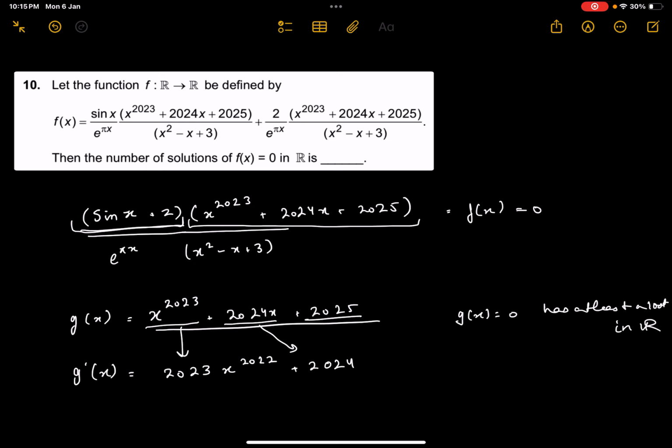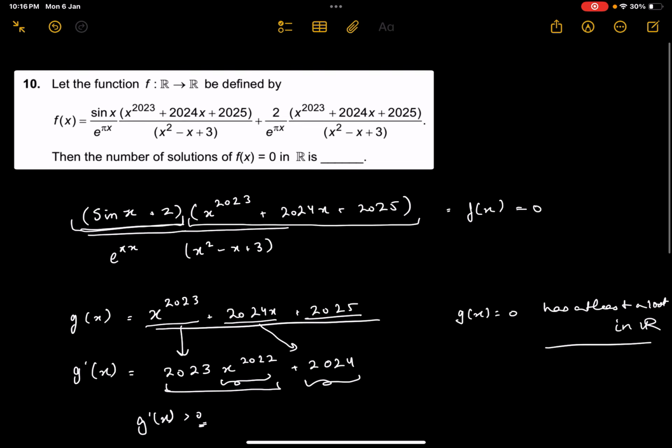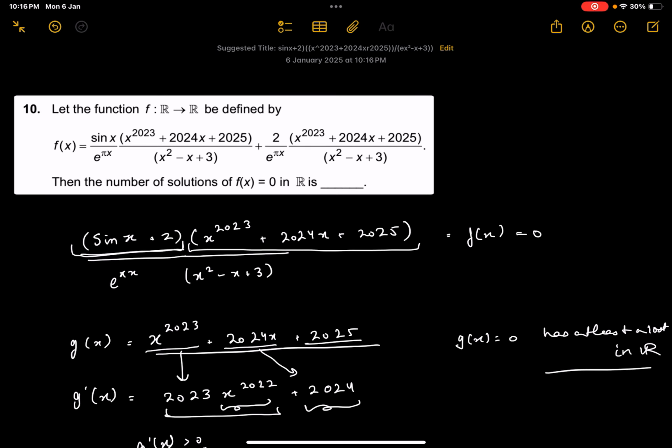Now notice that this thing will always be greater than or equal to 0 because it's an even power of x and x is in R. So this whole thing is greater than or equal to 0, and we are adding a positive number to it. That means g prime x is strictly greater than 0, which means g(x) is a strictly increasing function. So we have that there's at least one root, and as it's increasing, it's the only root. So the number of solutions of f(x) equals 0 is 1.